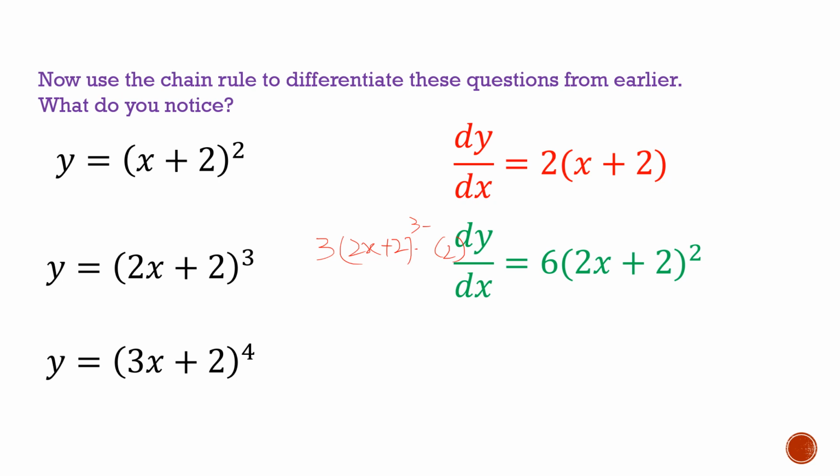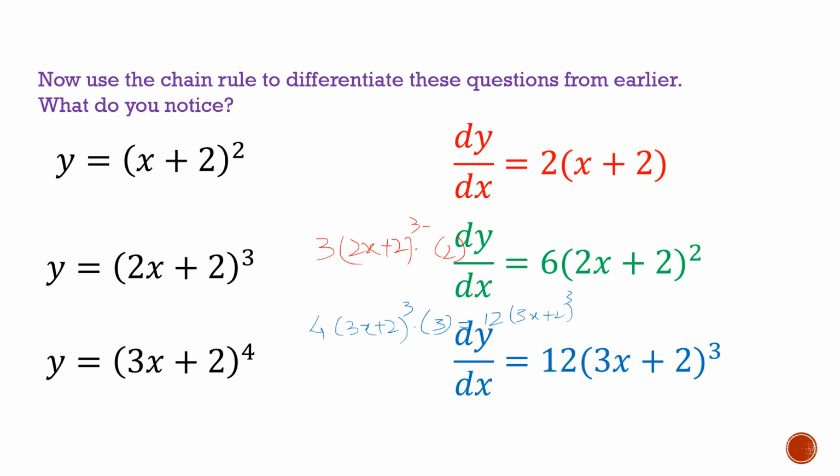Same thing we will do over here. Derivative of 3x plus 2. So let's take the derivative of the outside function. The derivative of the outside function would be 4 times (3x plus 2) to the power 3, times the derivative of 3x plus 2, which is 3. So 4 times 3, that is 12, times (3x plus 2) whole to the power 3. So dy over dx is equal to 12 (3x plus 2) whole to the power 3.